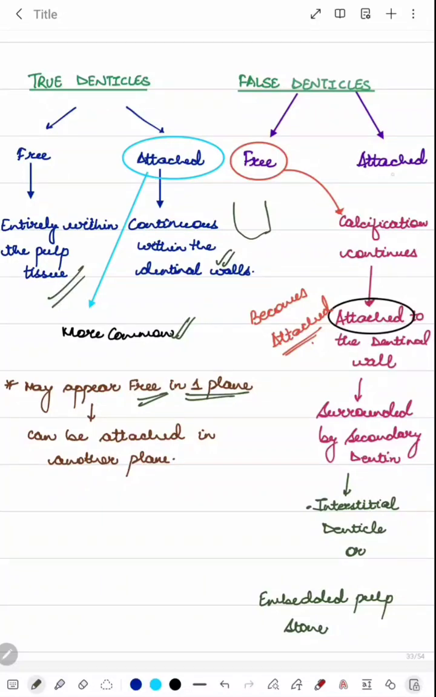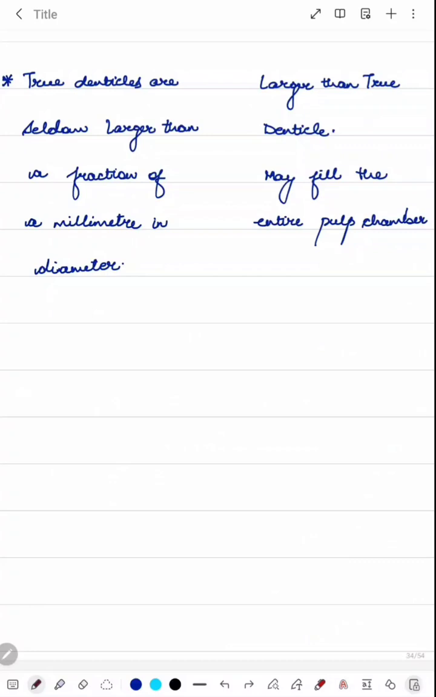Now the false denticles can also be free or attached. In a free one, the calcification will continue, due to which the free denticle will become attached to the dentinal wall. After that, the denticle, or pulp stone, is surrounded by the secondary dentine. Now it is known as an interstitial denticle, or embedded pulp stone. Now the true denticles are smaller in size, whereas false denticles are larger than the true denticles, and may fill the entire pulp chamber.